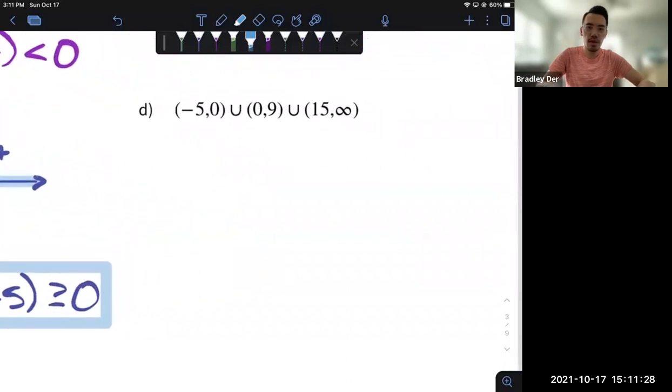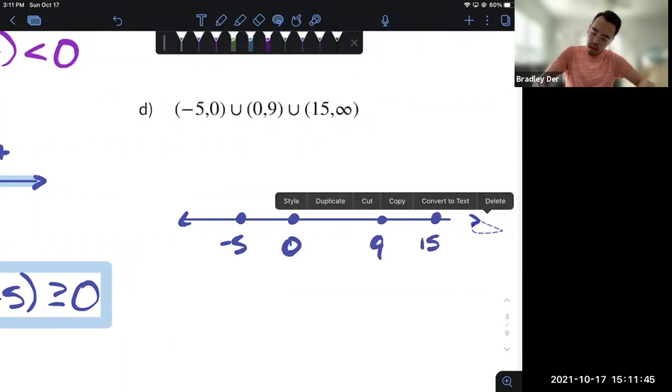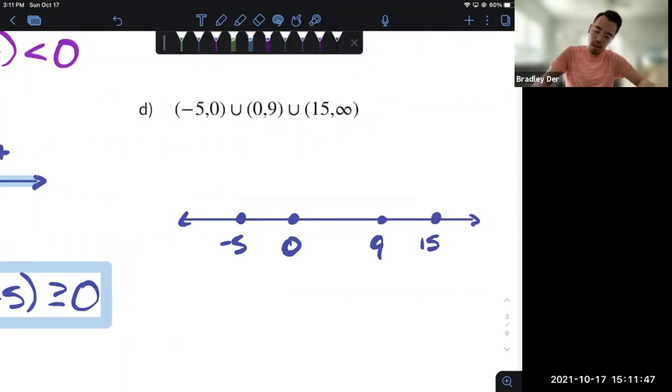All right, let's get to our last one here. This one is actually kind of the inverse of the previous problem. And maybe you saw that if you've done the problem already, or if not, we'll see it in a moment. All right, -5, 0, 9, and 15. Relevant sections for our inequality are being highlighted here.